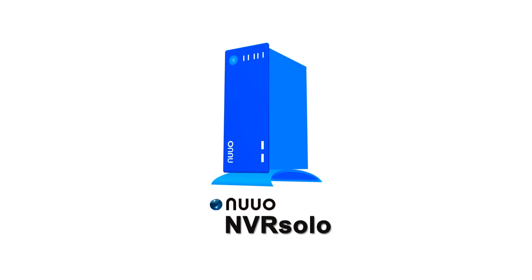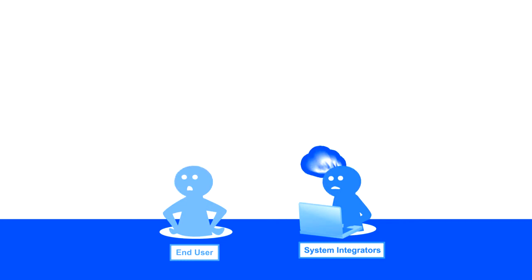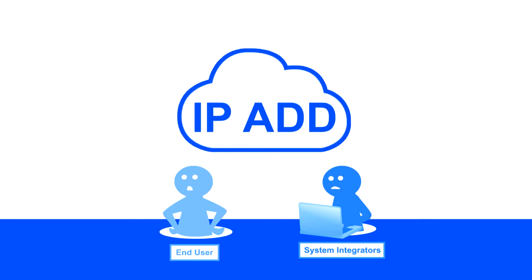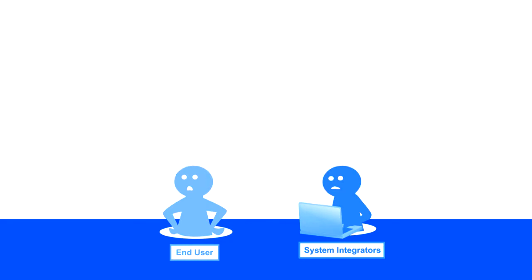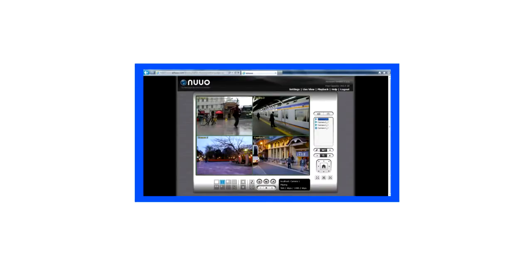NUUO NVRsolo automates IP camera recording and setup. Through this new technology, no LAN or WAN details are needed to set up the NVR. You don't even need to know how to assign IP addresses. All there is to do is just a single mouse click. Within 1 minute, all the cameras will show up on your screen.